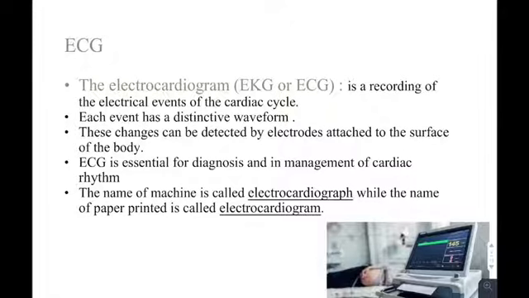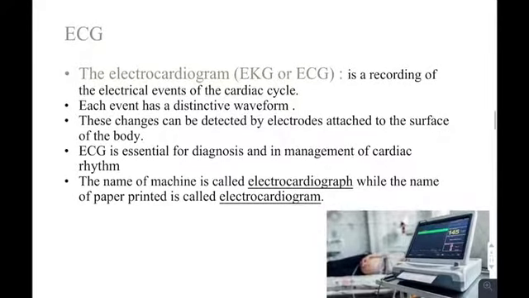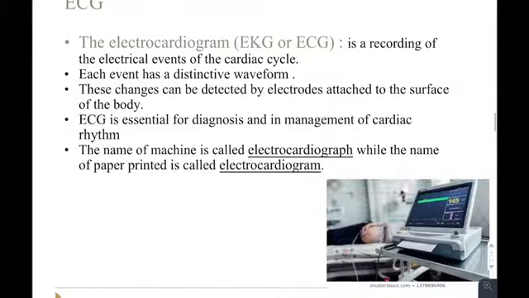These changes can be detected by electrodes attached to the surface of the body, and we have 10 electrodes and 12 leads. ECG is essential for the diagnosis and management of cardiac rhythm. The name of the machine is called an electrocardiograph, while the name of the paper it is printed on is called an electrocardiogram.